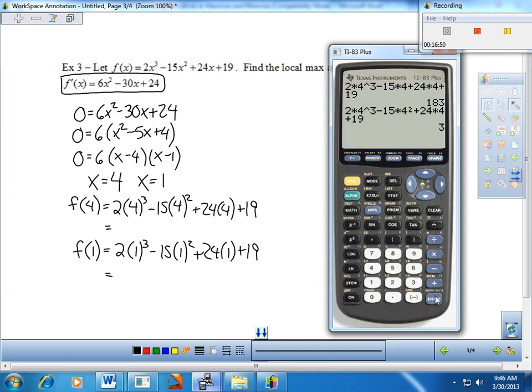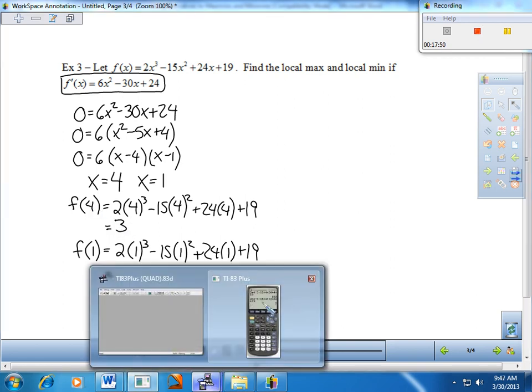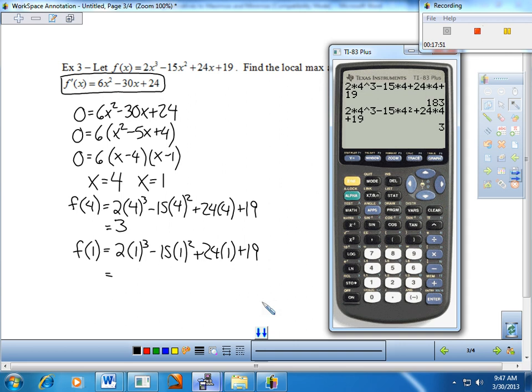There we go. So much better. And so as a result, it looks like when I put 4 into the equation, I end up getting 3 as an output. Input 4, output 3. Now, still not sure if that is a max or a min. I think what we're going to have to do is put this in place and see what the 1 would produce, and then we can make our determination from there.